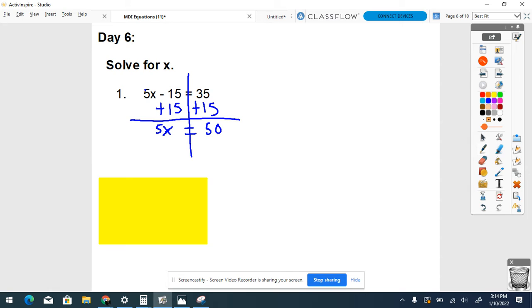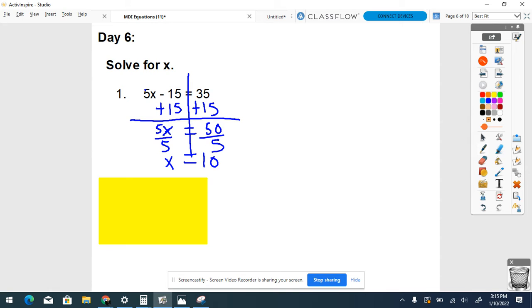We know 5x means multiply by 5. So to get rid of it, I need to do the inverse, which is divide, because remember, inverse is kind of like opposite. The opposite of timesing by 5 is dividing by 5. So if I divide this by 5, I divide this by 5. 5 divided by 5 is 1, so I'm left with x, or you could write 1x, equals 50 divided by 5, which is 10. So I get x equals 10.